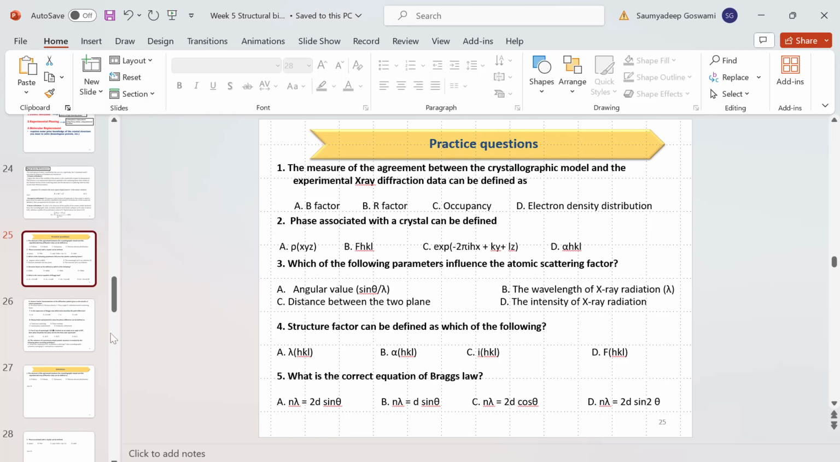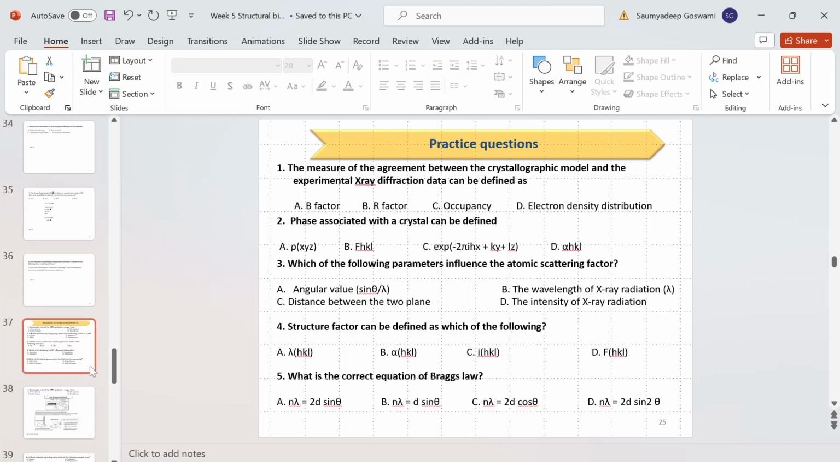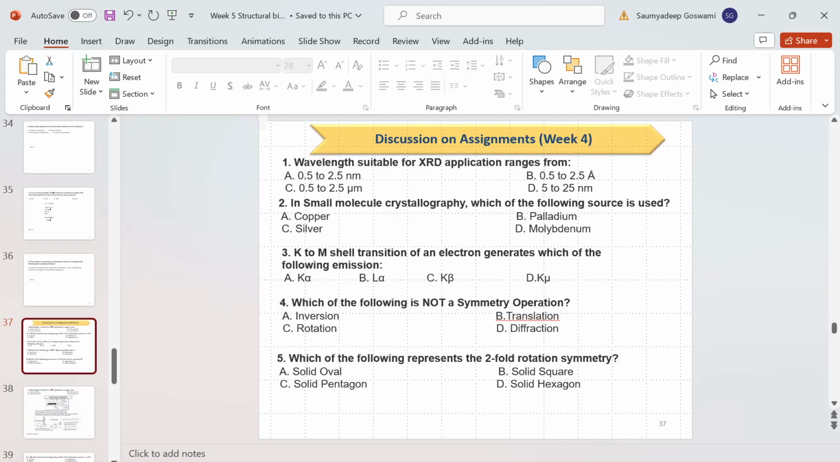So you can solve these questions at home. If I have time, I will do that. First let me solve the questions of assignment 4.